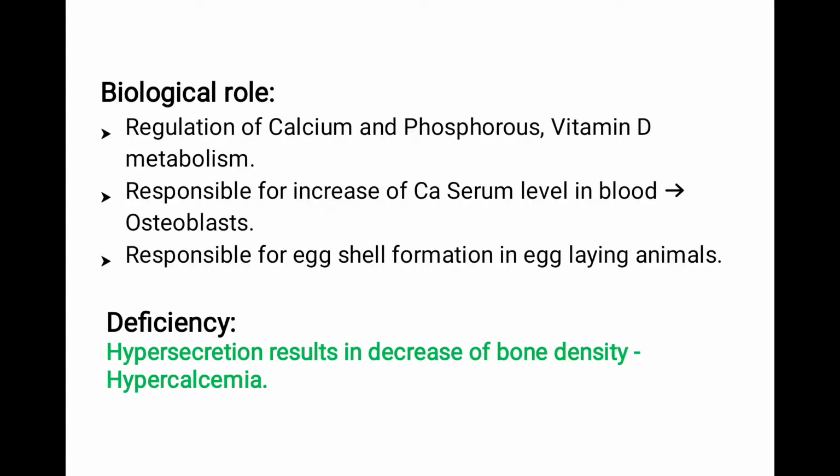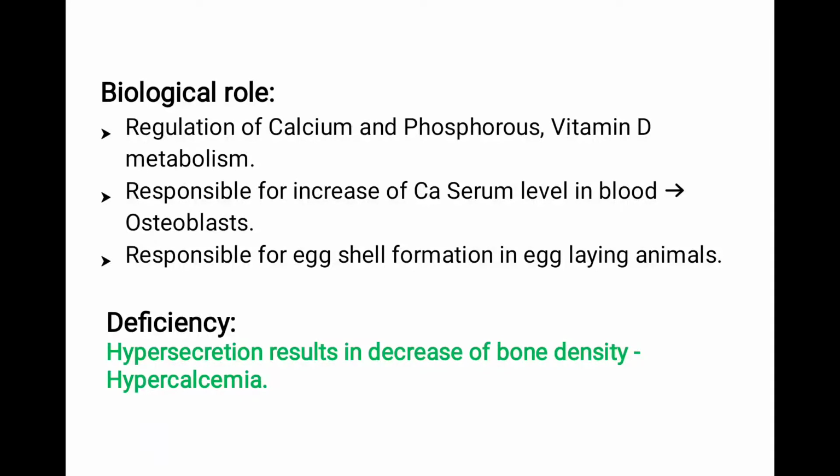Coming to the biological role of the hormones. Parathyroid hormone regulates calcium and phosphorus homeostasis and is also involved in vitamin D metabolism. It is also responsible for increasing serum calcium in the blood by reabsorption of calcium from the bone. It is also responsible for eggshell formation in egg-laying animals.